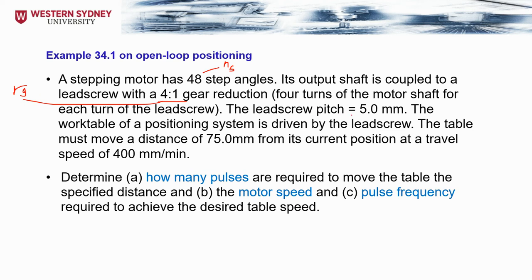What we have as well is the lead screw pitch value, P. The table has moved for a distance of 75, the X. The speed of 400 millimeters per minute, we have the V. We need to find the number of pulses, MV. Again, you need to find the motor speed, NM. And the pulse frequency, FP.